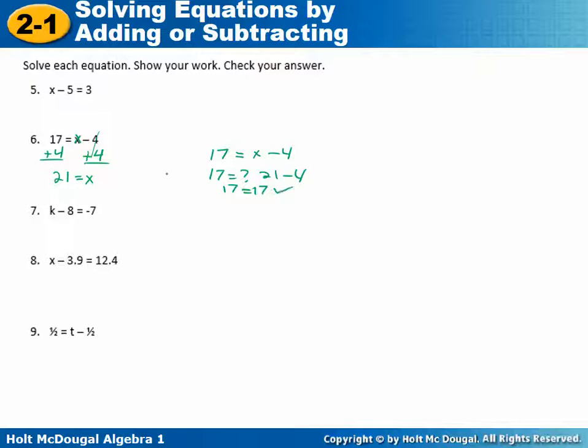Yes, it is. I want to do number 9 because, again, a lot of people don't like fractions. But look at what this is. This is really simple little fractions. We have 1/2 equals t minus 1/2. So our variable is t.